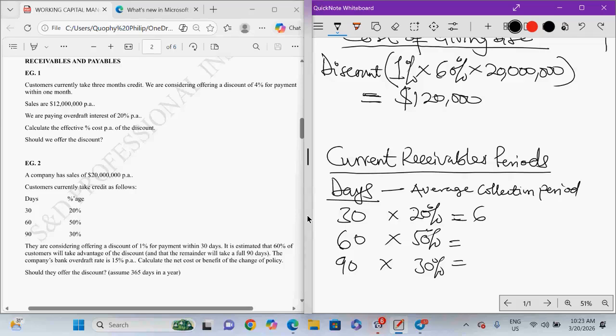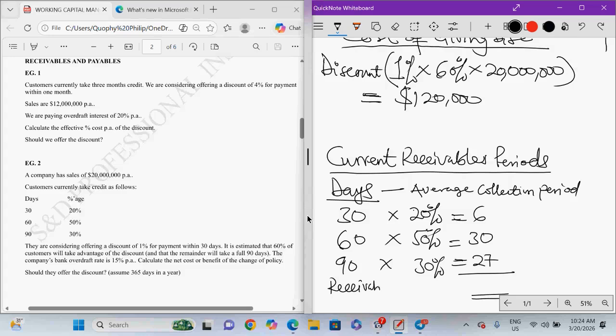This one is what? 6. What is this one giving us? 50% of 60 will give us 30. 30%. 30% of 90 is what? 27. 20 what? 7. So now the summation of all of these will give us the receivables period. The summation of all of these will give us the what?